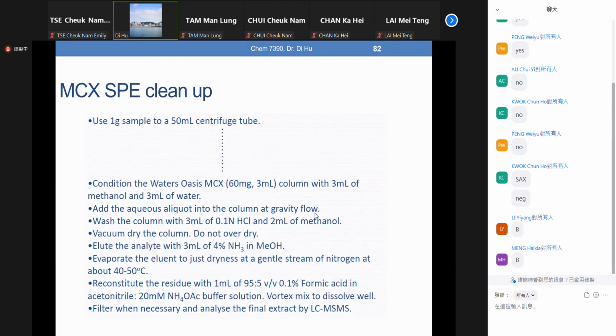And this is what to do for sample cleanup. Condition the cartridge with micellar water, and then acidify the sample, right? Then elute with basic methanol. And then reconstitute this residue in formic acid in ACN, and then do the analysis.